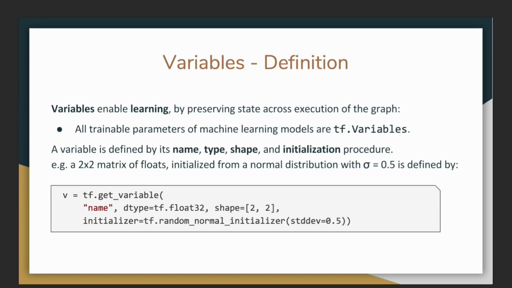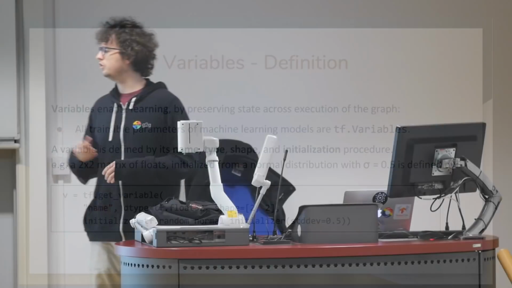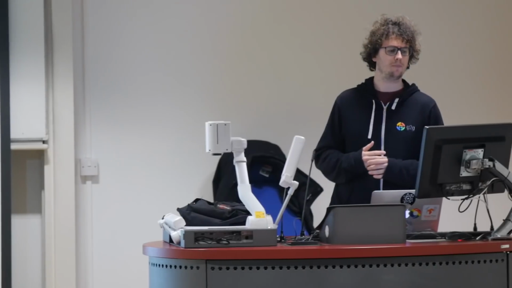Variables are instead what enables learning by preserving state across different executions of the graph. So all the trainable parameters of machine learning models, for instance, will typically be TF variables. And a variable is defined by a name, type, shape, and initialization procedure. For instance, you can declare a variable, as in the example, which is a 2 by 2 matrix of floats, initialized using a random normal distribution with a specific standard deviation and a mean of 0.